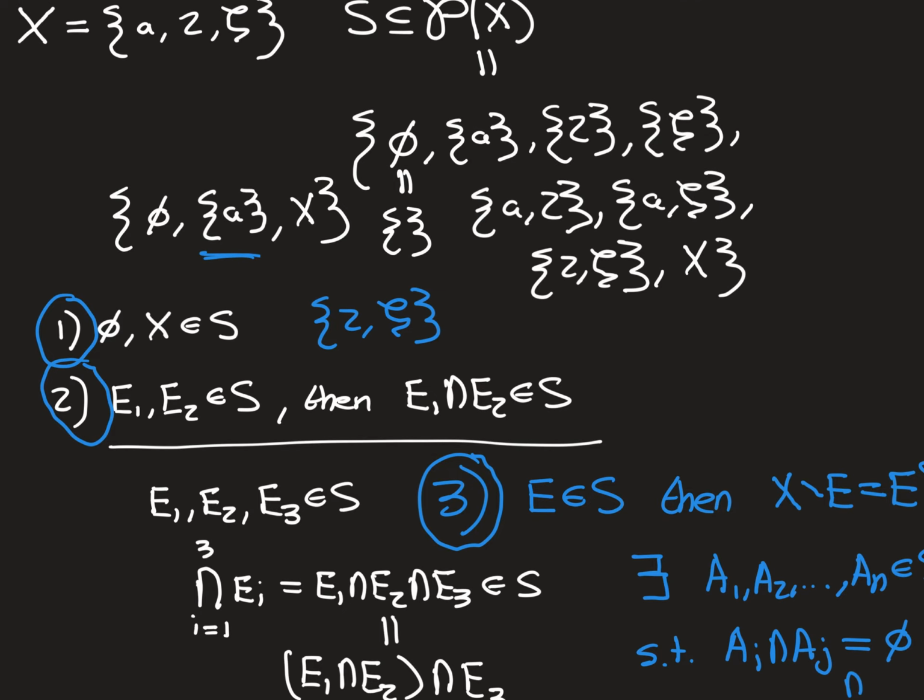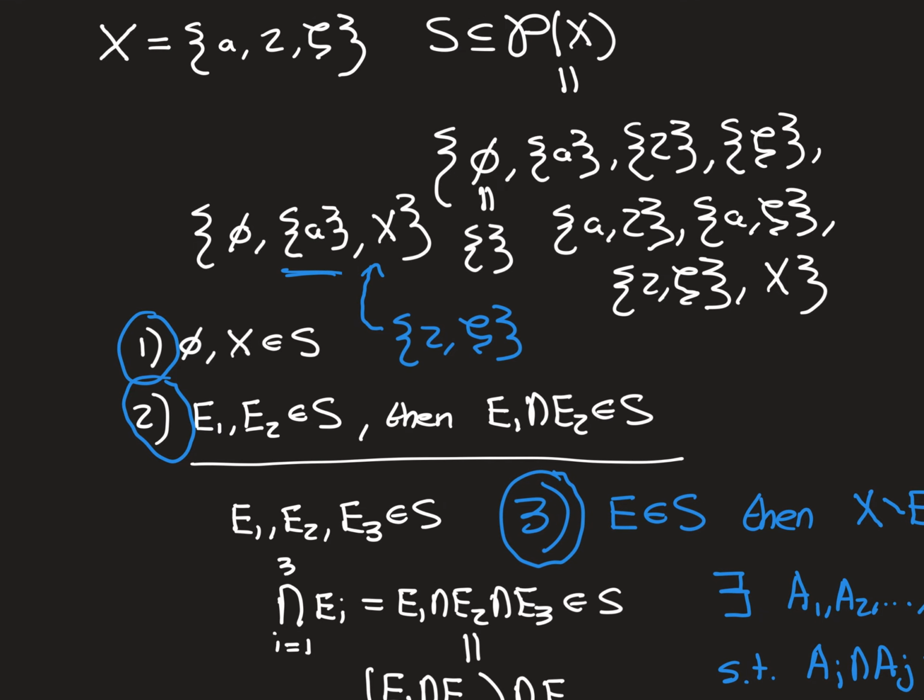Well, one thing we could do is we could just stick this set straight away into there. Then we'd have to check that it still obeys property number 2 if we did that. So if we took that collection of subsets, so the empty set, the whole set, the set containing A, and the set containing 2 and zeta, so obviously it's going to obey this.